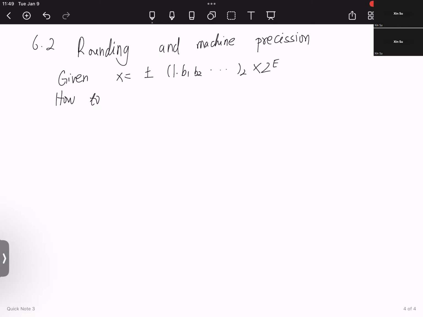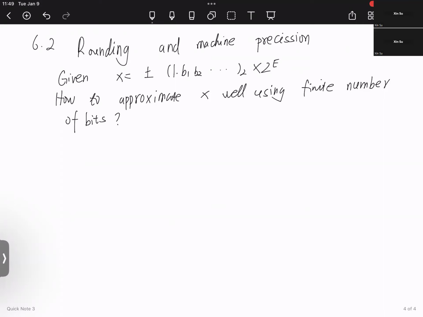And the question is, how do we approximate this x well using a finite number of bits? We only have 64 bits, right? If we have infinitely many digits after the decimal point, how can we stop somewhere to get an approximation of x, and how can we tell that it is a good approximation?